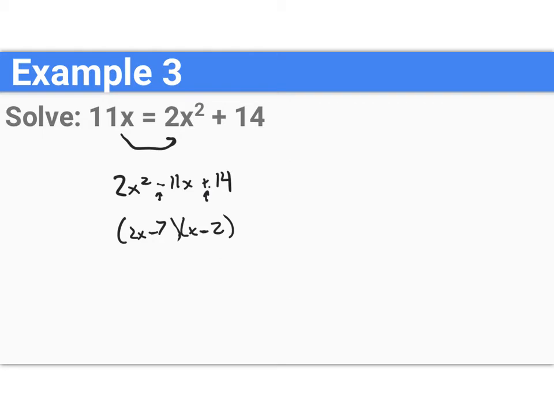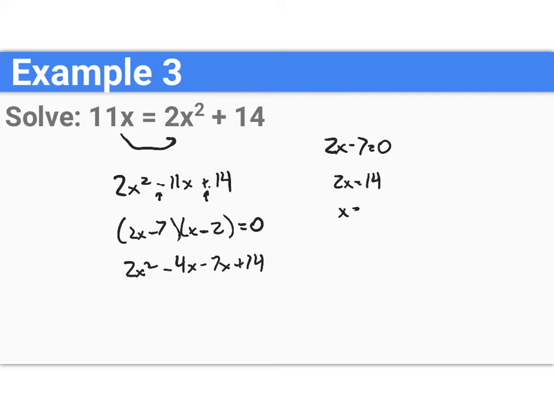7x and 4x is 11x. All right, 2x squared minus 4x minus 7x plus 14. Yeah, that gives us, okay. So now we set both of these equal to 0. 2x minus 7 equal to 0 gives us 2x equal to 14.